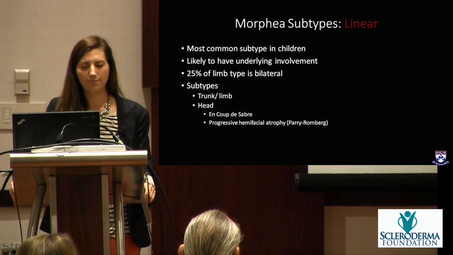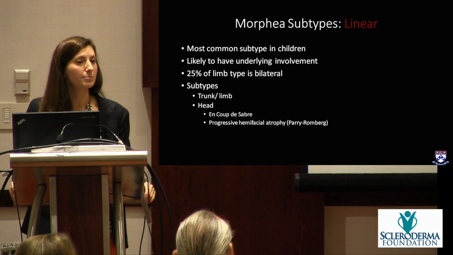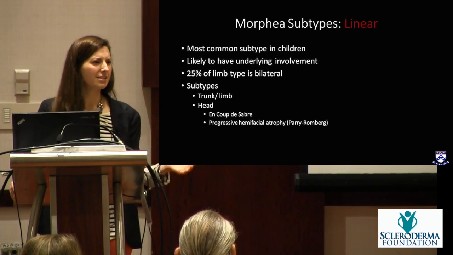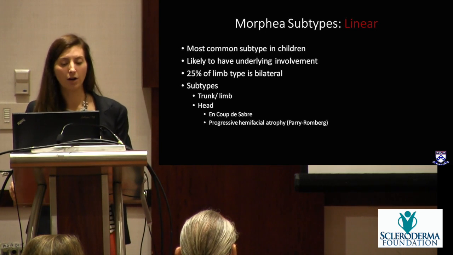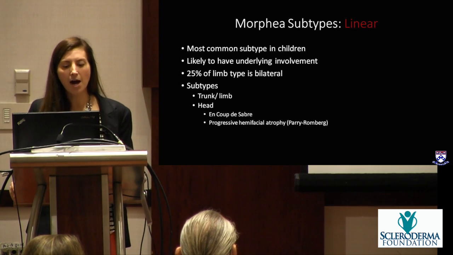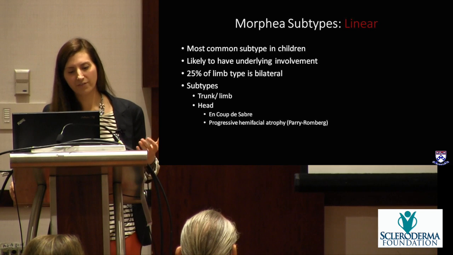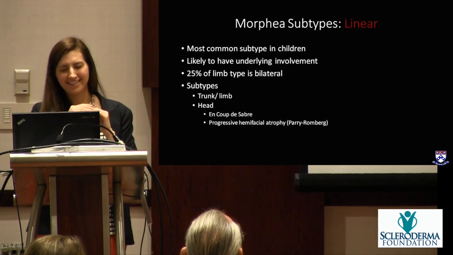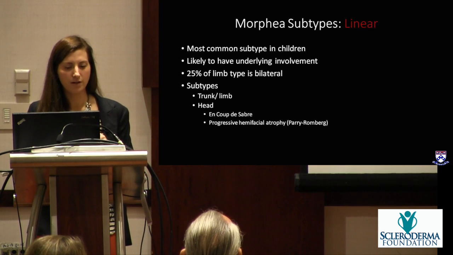So let's move on to linear. Linear morphea is the most common subtype in children. In fact, in the past, it was thought that this was a disease of children only and that it wouldn't recur. We now know that's incorrect. We do know that linear morphea is likely to have underlying involvement, meaning affecting the fat, sometimes the muscle, and the bone.